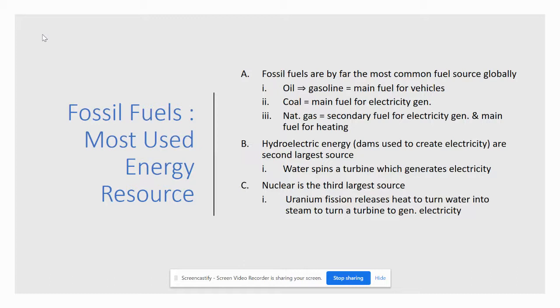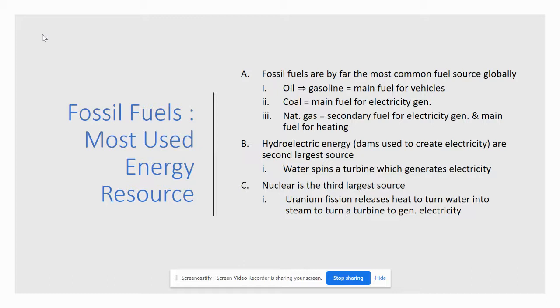So here, fossil fuels we know is the most common fuel source globally. Specifically, oil is our number one, and that's going to be gasoline, typically used to fuel our vehicles, followed by coal, which is the main fuel for electricity generation, and natural gas, which is a secondary fuel for electricity generation and fuel for heating homes.